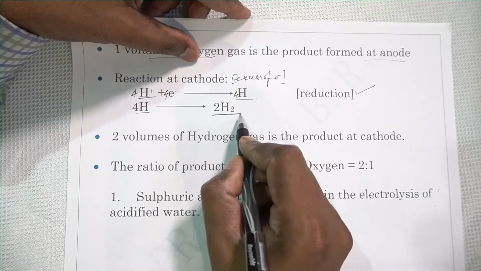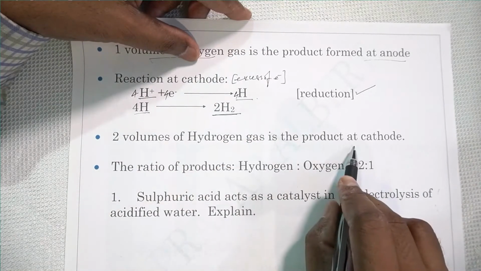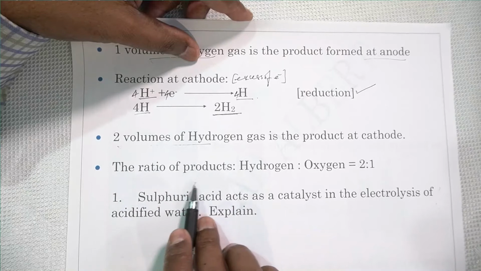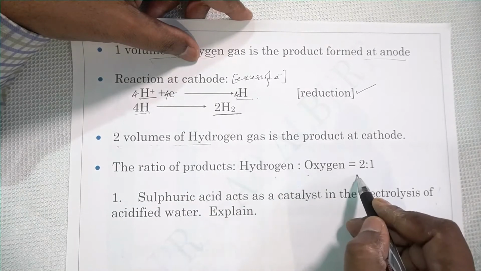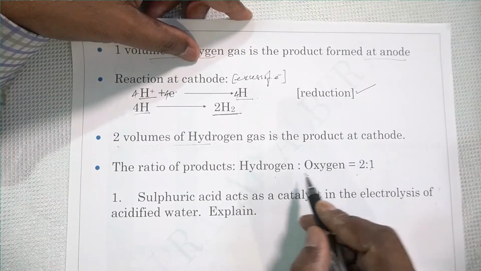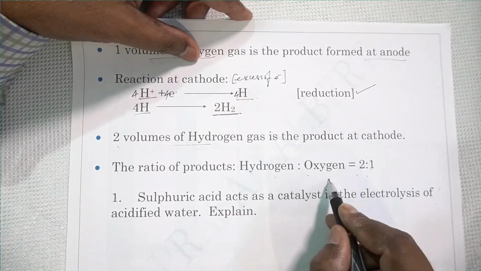Now 2 molecules of hydrogen. So 2 volumes of hydrogen we can say. In other words, the ratio of the products, hydrogen to oxygen, is 2 is to 1. In other words, 2 volumes of hydrogen and 1 volume of oxygen is produced.